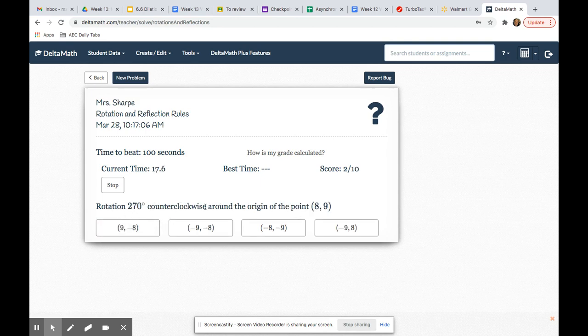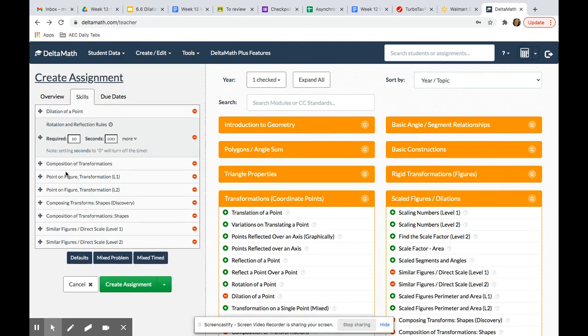Then it's going to get into some rotation rules, and you look at your little note cards and you just keep going and try to get a really good time. Then you click stop when you're done, and there will be 10 of those.